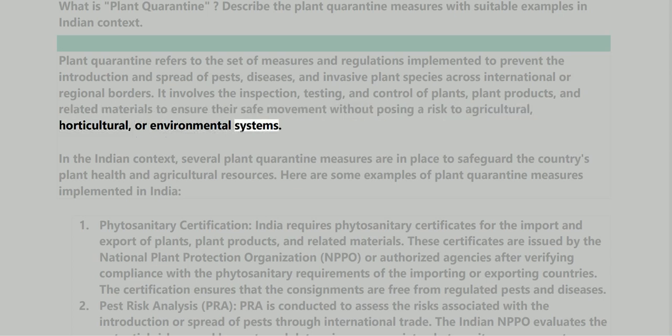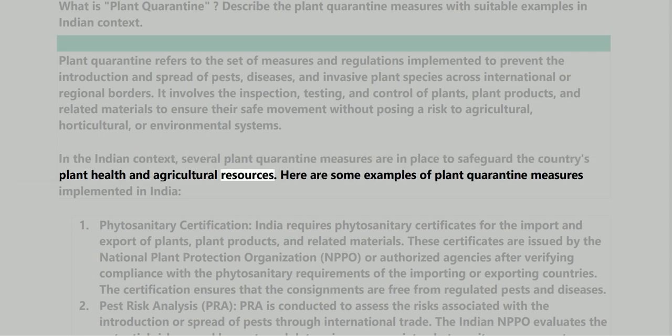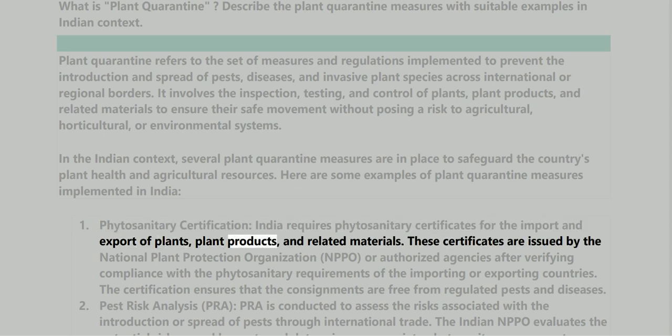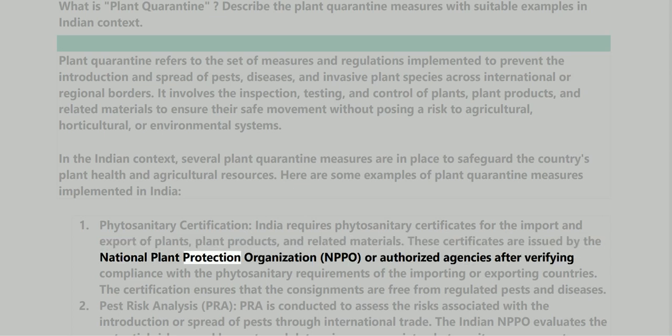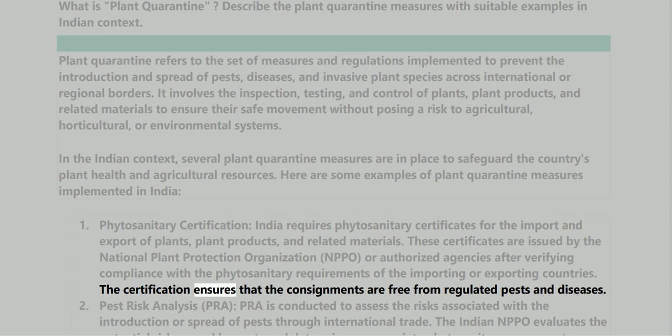In the Indian context, several plant quarantine measures are in place to safeguard the country's plant health and agricultural resources. Here are some examples of plant quarantine measures implemented in India. 1. Phytosanitary certification. India requires phytosanitary certificates for the import and export of plants, plant products, and related materials. These certificates are issued by the National Plant Protection Organization, NPPO, or authorized agencies after verifying compliance with the phytosanitary requirements of the importing or exporting countries. The certification ensures that the consignments are free from regulated pests and diseases.